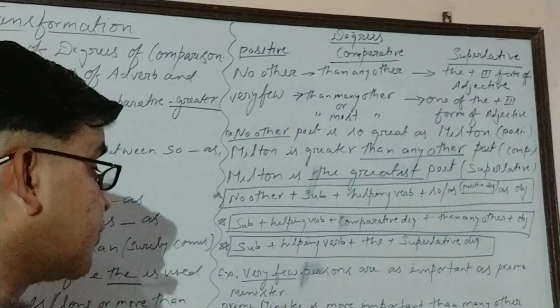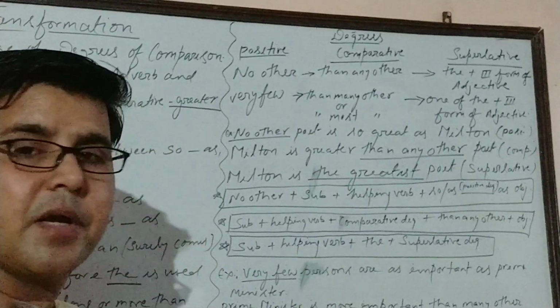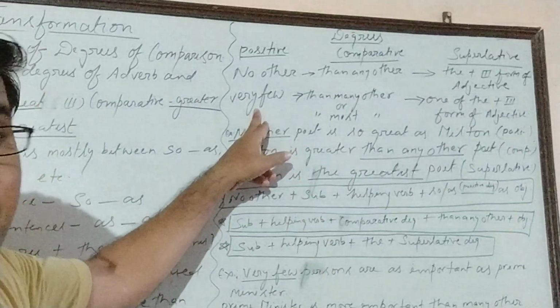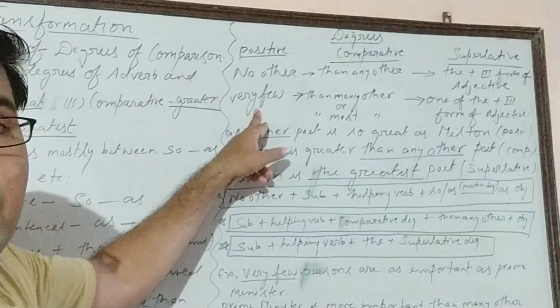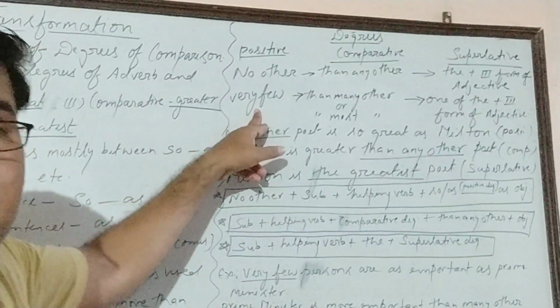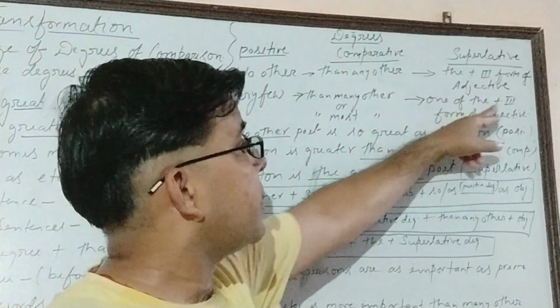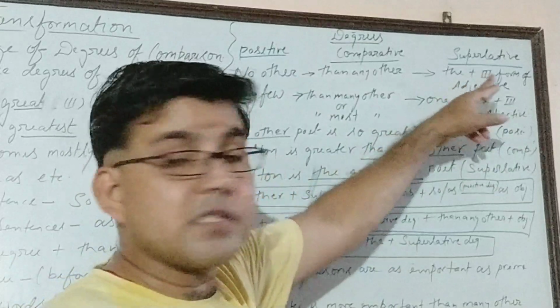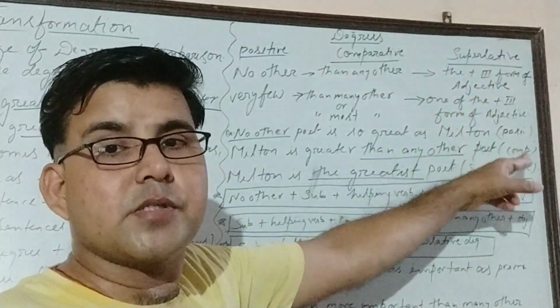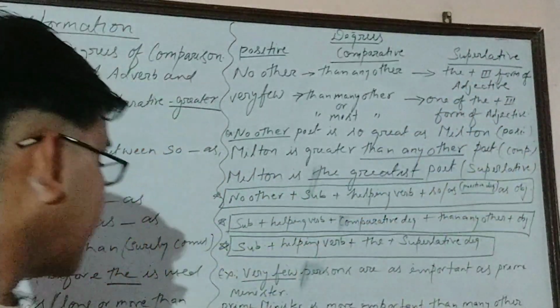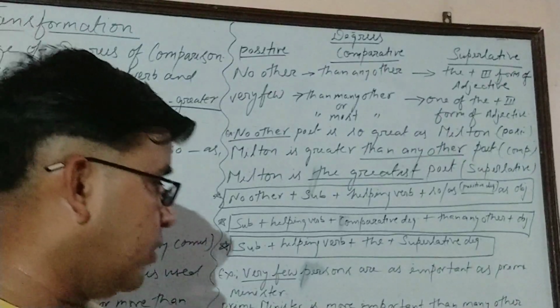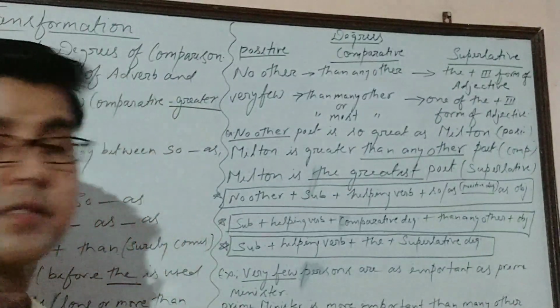Here we are using one of the because why? Look at the board. I told you when your sentence starts with very few, then in superlative we have to use one of the plus third form. The plus third form नहीं आएगा. क्या आएगा? One of the plus third form of adjective. So Prime Minister is one of the most important persons.